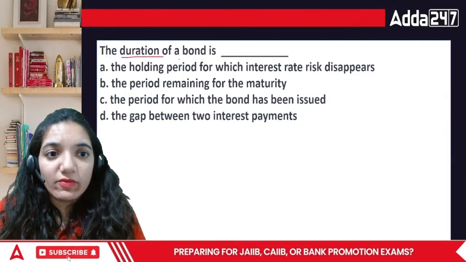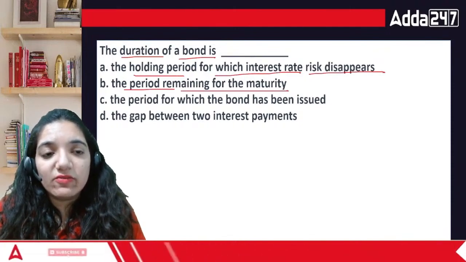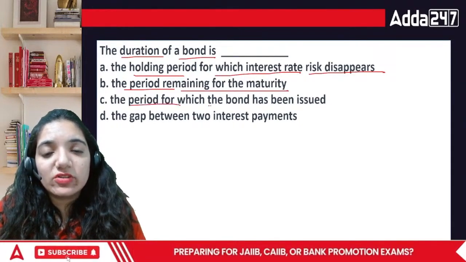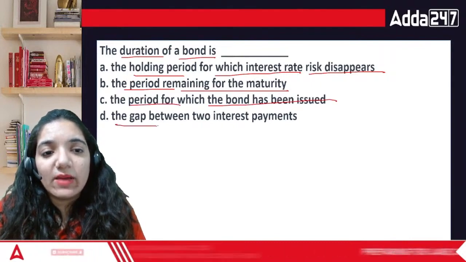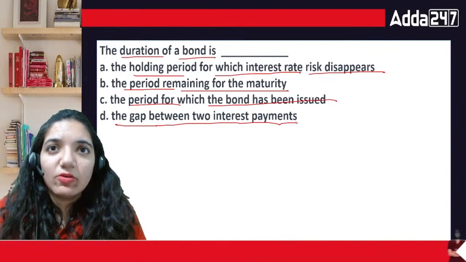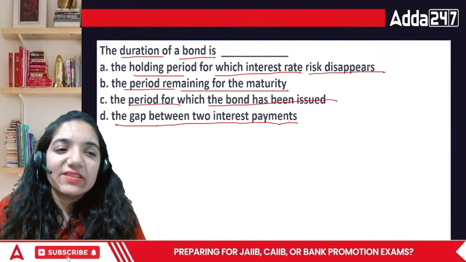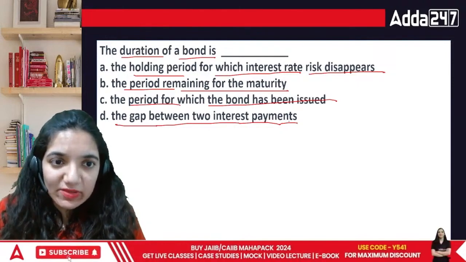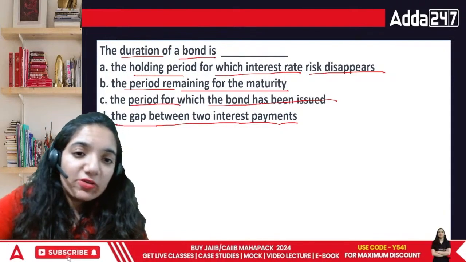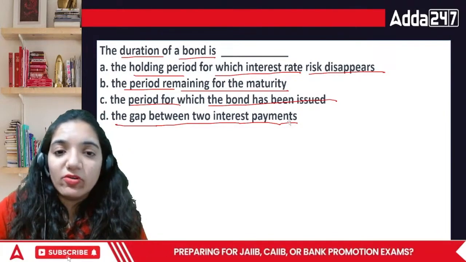The duration of a bond is: the holding period for which the interest rate risk disappears, the period remaining for the maturity, the period for which the bond has been issued, or the gap between two interest payments. What do you mean by the term duration, everyone? Duration basically means any kind of period. Now, in this question, how do we define the term duration of a bond?